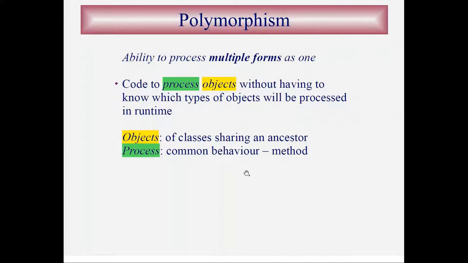The process here, that behavior that is taking place, the method, is known to them all also. It's defined on that common ancestor, so all the descendants have that method also. They are inheriting from it. In the end, you're coding to process objects of that ancestor type without having to know which descendant objects will be coming in at runtime.